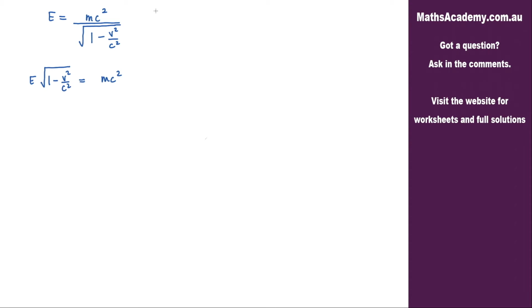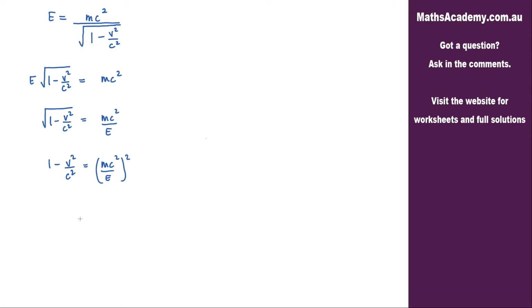The next thing is to divide both sides by the e. So the square root of 1 minus v squared over c squared is equal to mc squared over e. I can now square both sides to get rid of the square root. 1 minus v squared over c squared is equal to mc squared over e, and obviously all of that is squared.